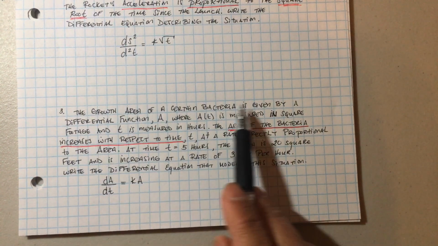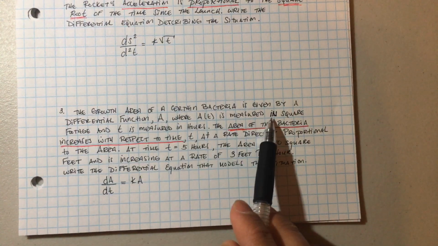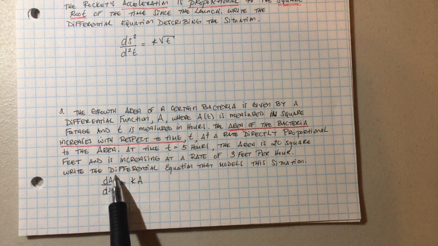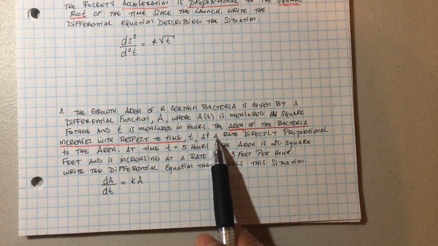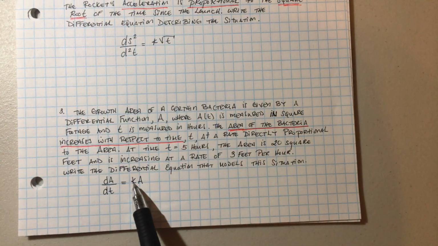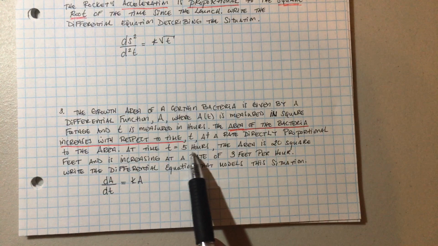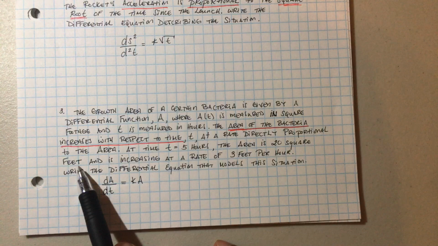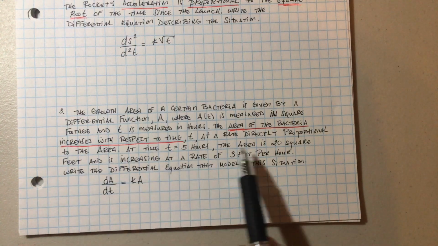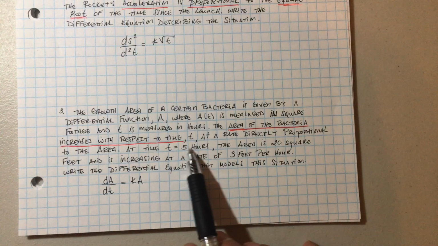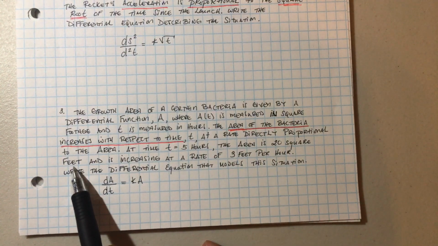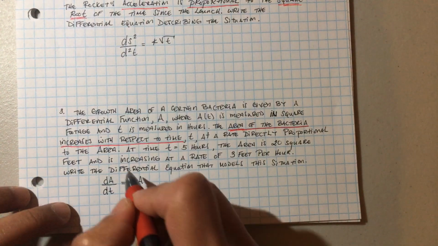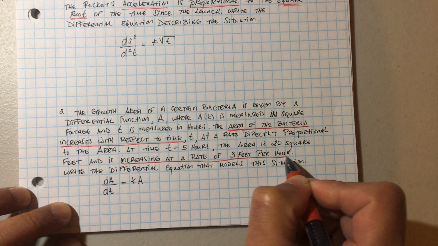So the first part is just logistics, and then here it's measured in square footage. The area of the bacteria increases with respect to time. Right here, dA/dt, and at a rate directly proportional, K, to the area. At time t equals 5 hours, the area is 20 square feet. And it is increasing at a rate of 3 feet per hour.